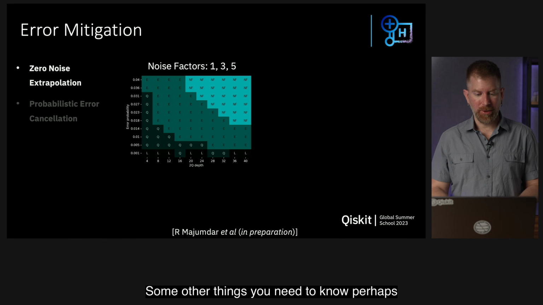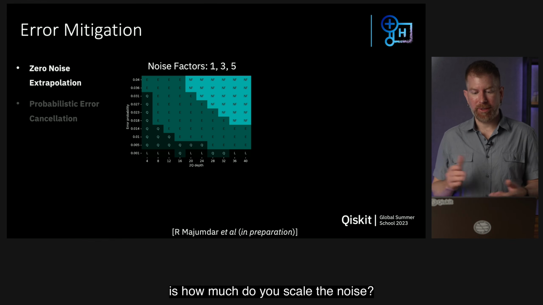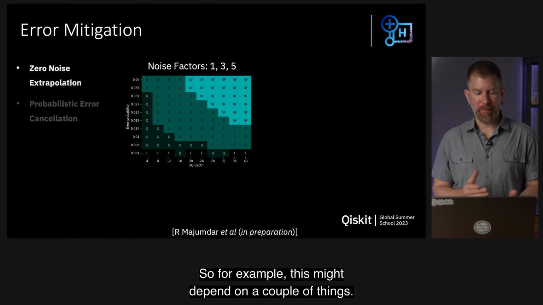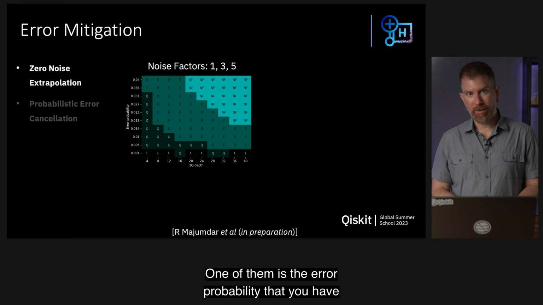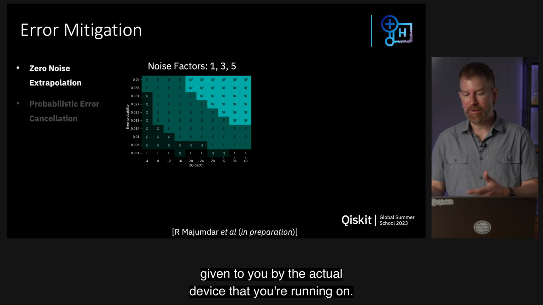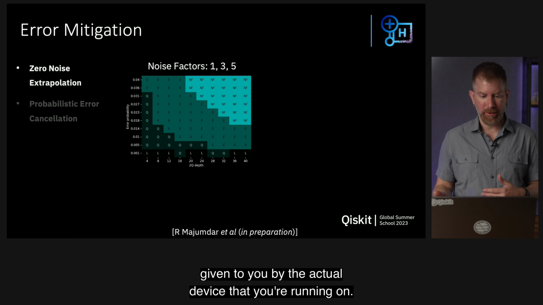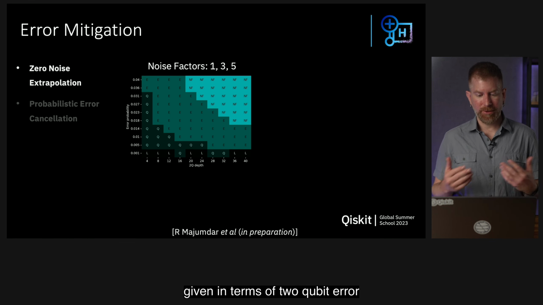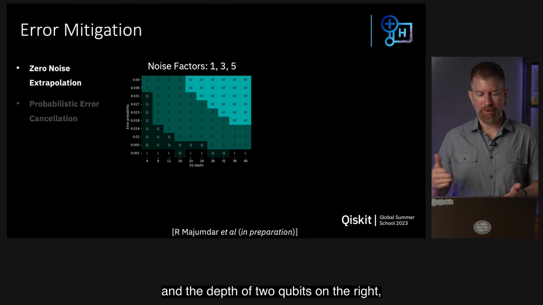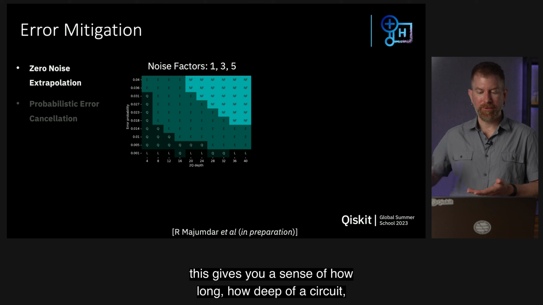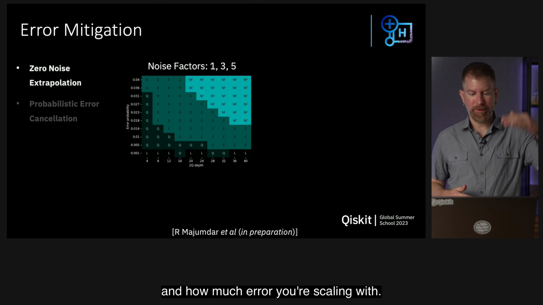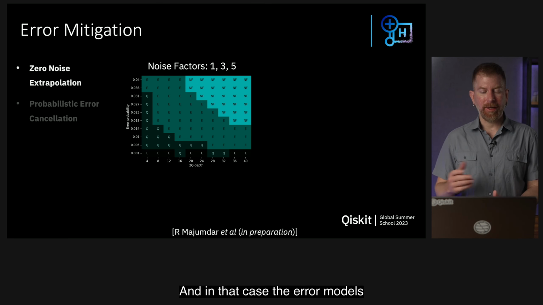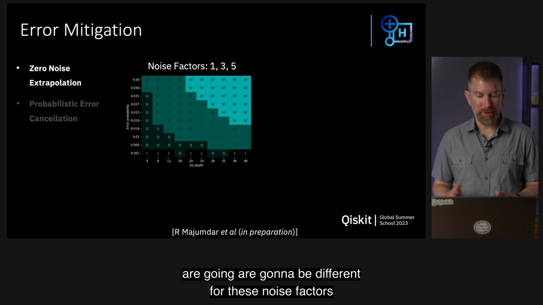Some other things you need to know are how much you scale the noise. This might depend on a couple of things. One of them is the error probability given to you by the actual device that you're running on. If you look at the error probability on the left, given in terms of 2-qubit error, and the depth of 2 qubits on the right, this gives you a sense of how deep a circuit is and how much error you're scaling with. And in that case, the error models are going to be different.